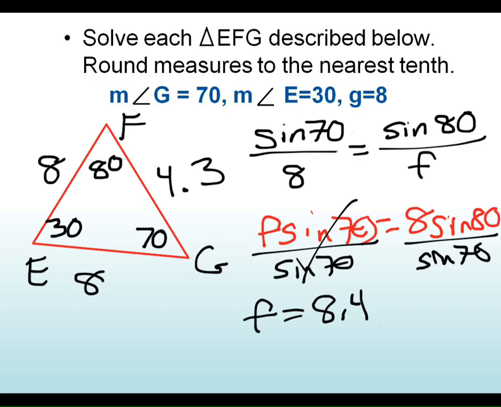And one thing you can always check your answer with is that the largest side should be opposite the largest angle, right? 8.4 is the largest side, 80 is the largest angle. The next largest side is 8, which is opposite 70, the next largest angle. And the smallest side is opposite the smallest angle. Okay. And there I solved that triangle. I found the 3 missing pieces.